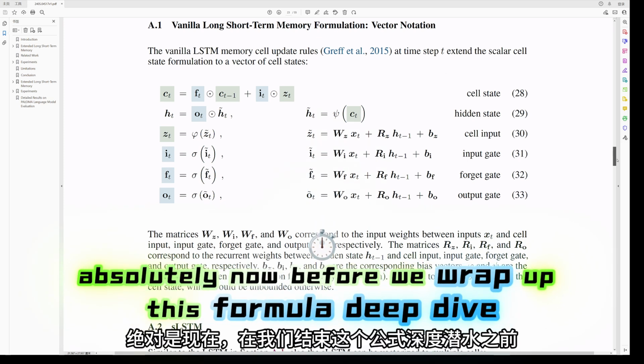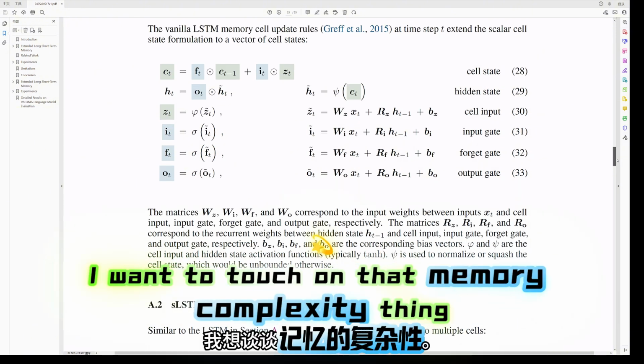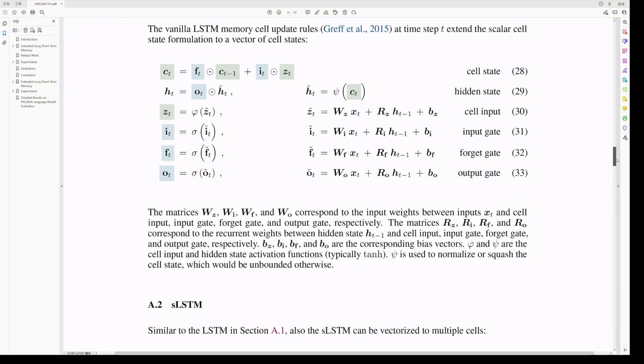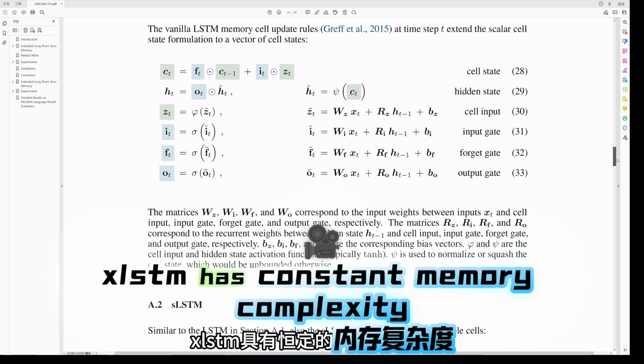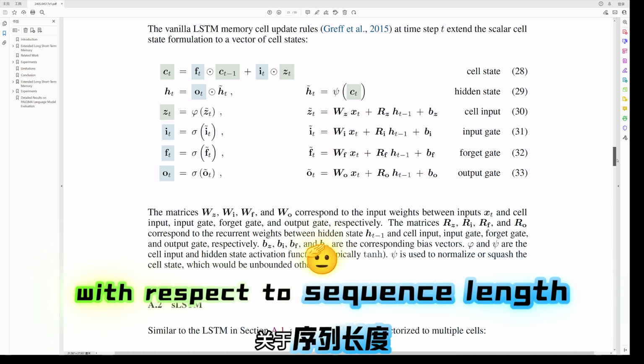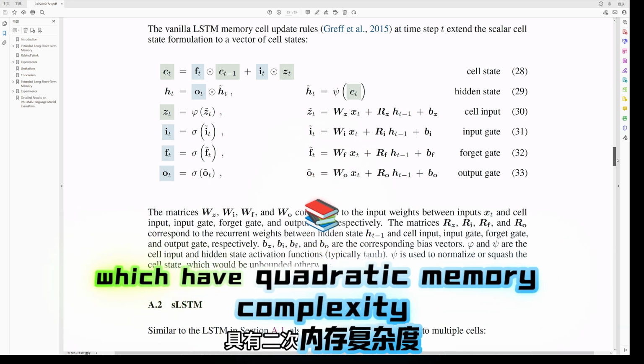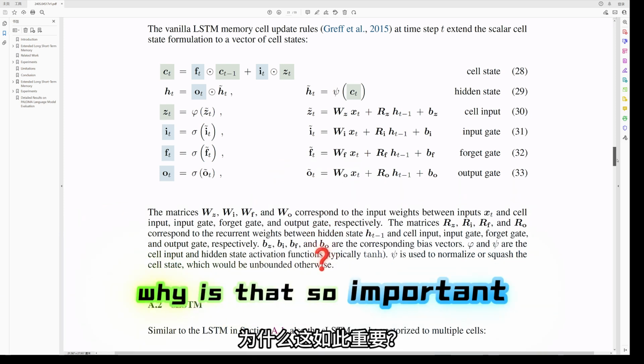Absolutely. Now, before we wrap up this formula deep dive, I want to touch on that memory complexity thing. The research said xLSTM has constant memory complexity with respect to sequence length. Unlike transformers, which have quadratic memory complexity. Why is that so important?